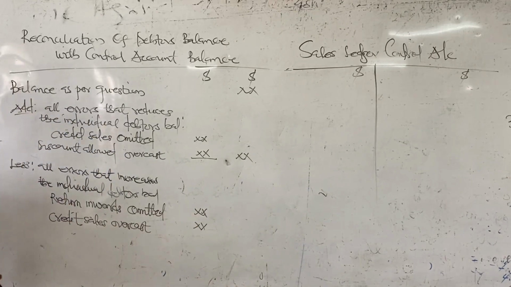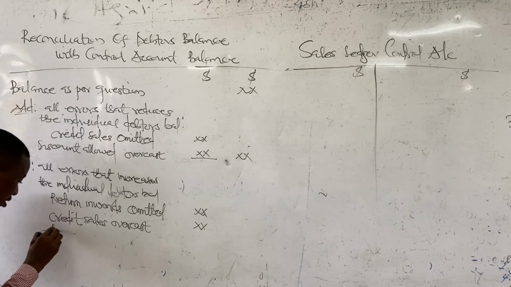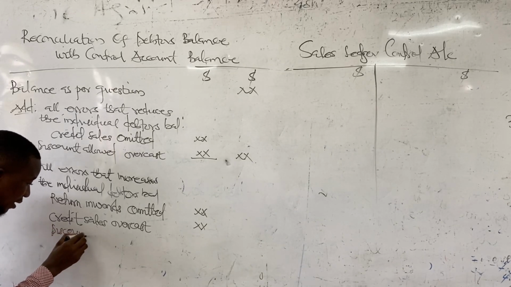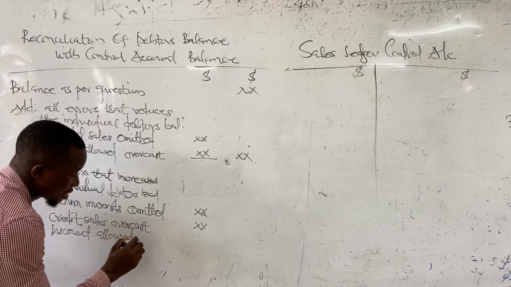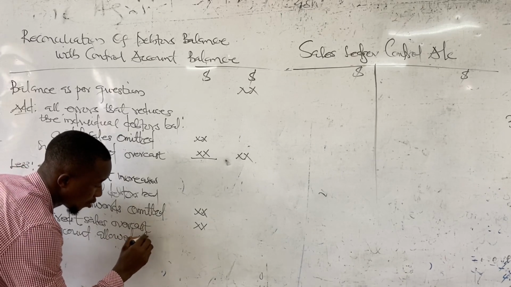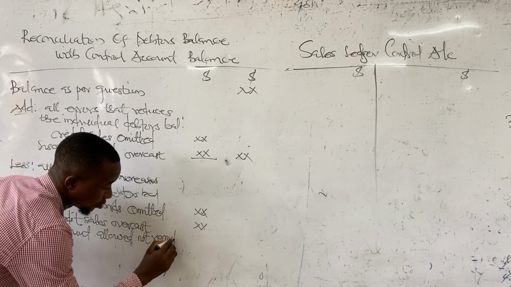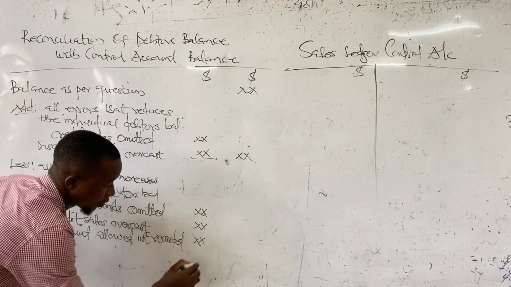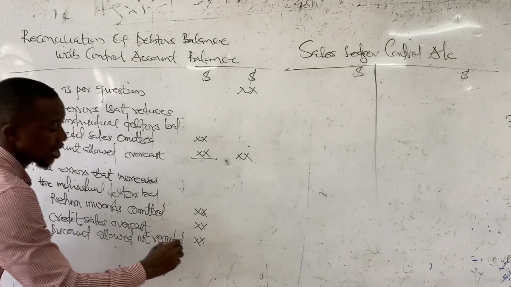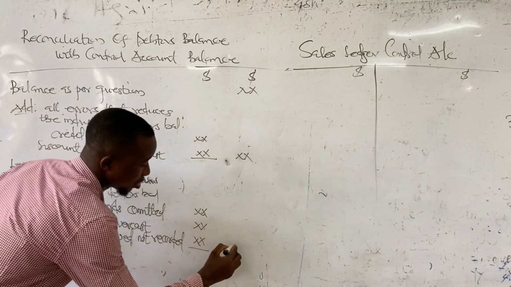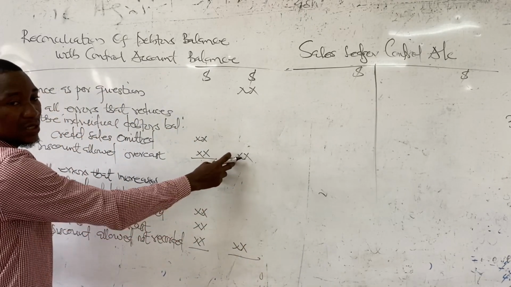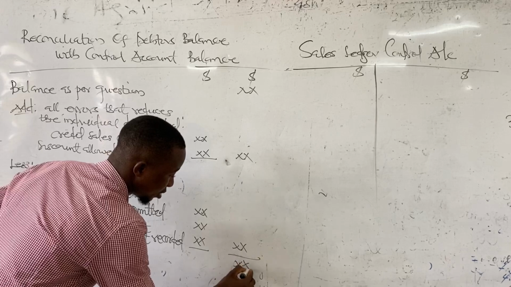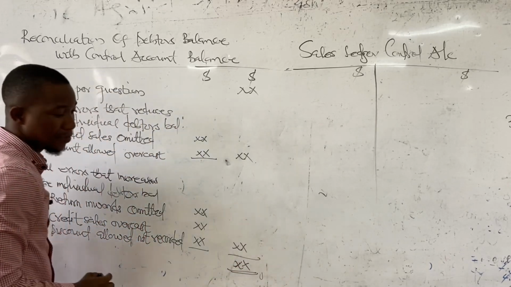It will do what? It will increase the debtors balance. Let's say a discount allowed not recorded. It will increase the debtors balance and we have to subtract it. So the total of this, we will put it here, then we subtract it from this total and arrive at the final balance.